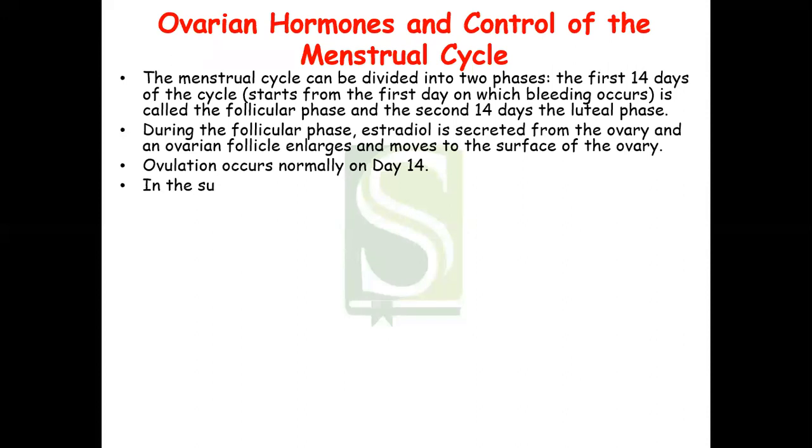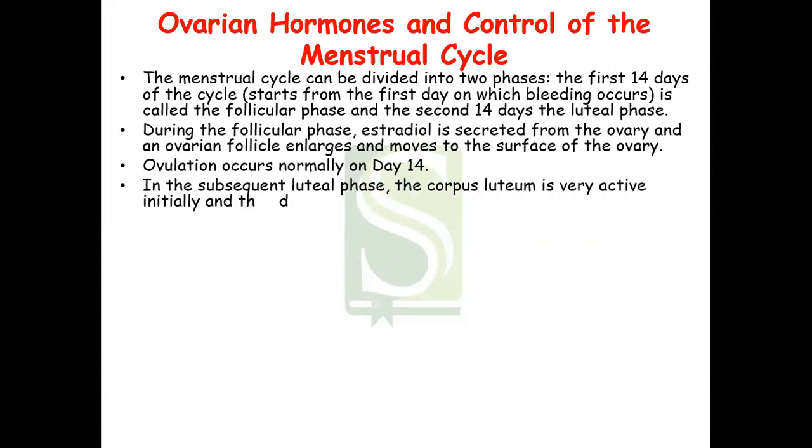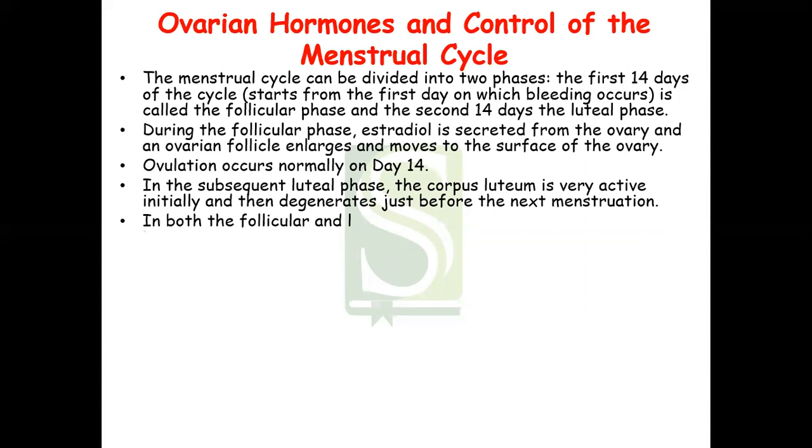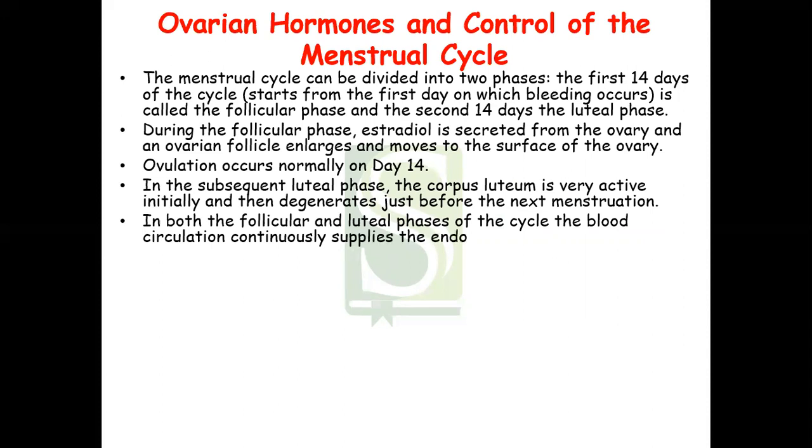Then ovulation, normally it occurs on the 14th day. In the subsequent luteal phase, the corpus luteum is very active initially, and then it starts to degenerate just before the next menstruation. In both the follicular as well as the luteal phases of the cycle, the blood circulation continuously supplies the endometrium through the coiled arteries.